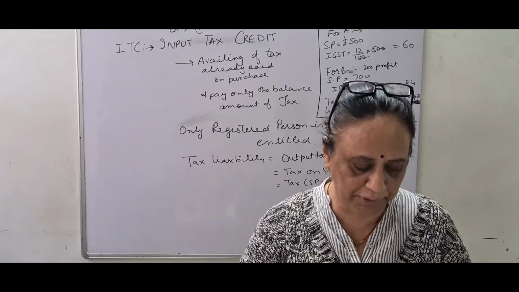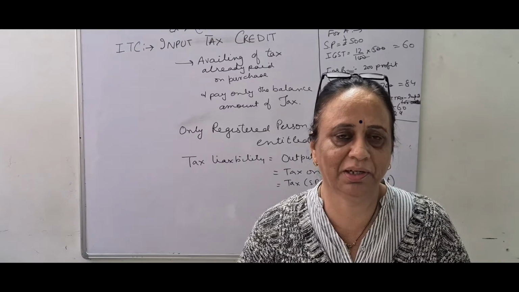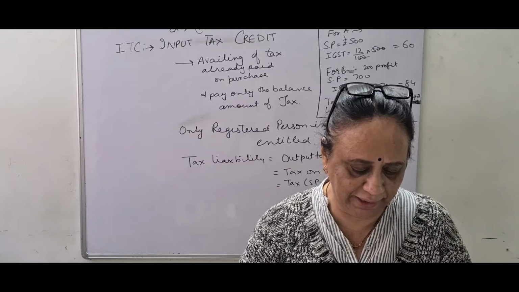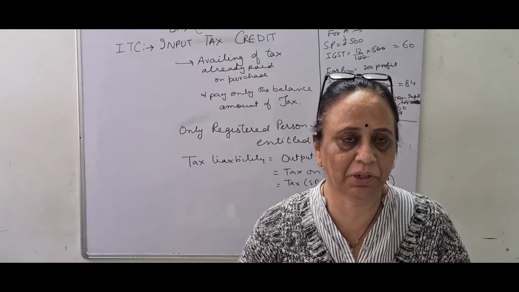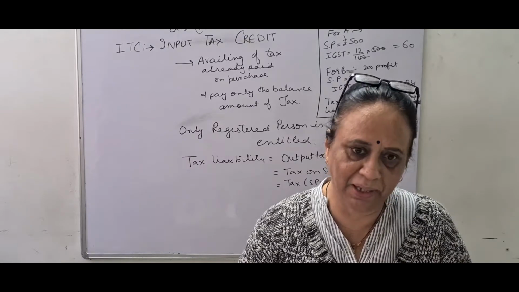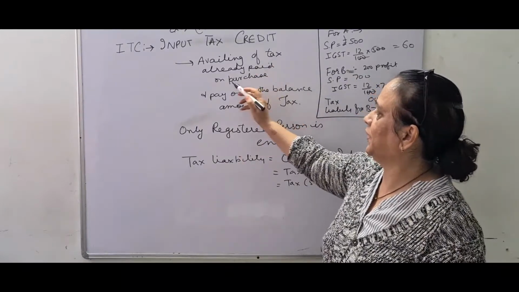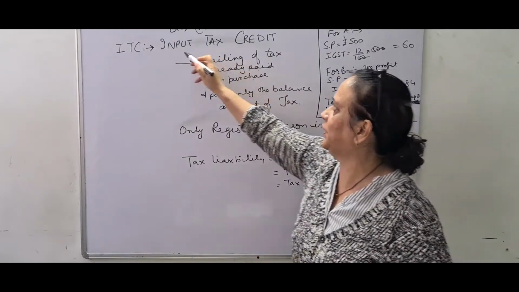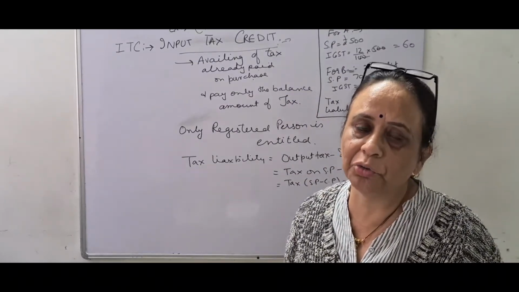ITC means input tax credit. Now this word is very heavy for you people. Till now you must not have heard about it. So input tax credit, in short, I will tell you, is that when you pay tax on sales of goods and services, you can avail the tax which you have paid on the purchase and pay only the balance amount of tax. That is said to be input tax credit. Now in this second part of the chapter we are going to learn how to calculate the input tax credit.